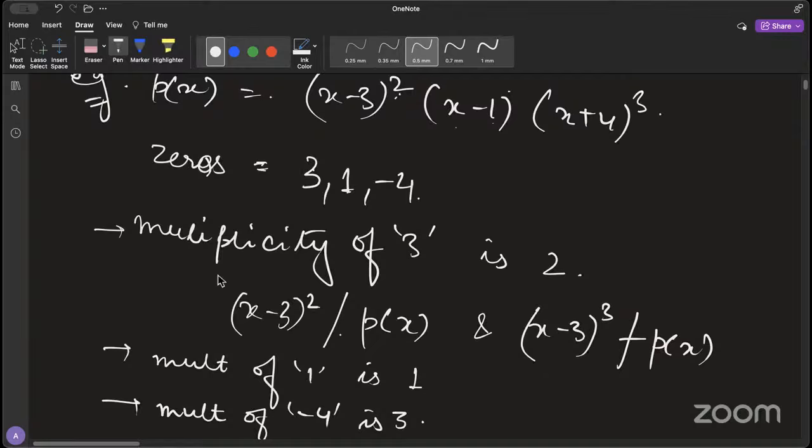This is the formal definition for the multiplicity of a root. (x minus 3) squared divides p(x) and (x minus 3) cubed does not divide p(x). That means 2 is the multiplicity of root 3. That's the formal definition. You don't have to check for this; you can just clearly see from here that the maximum power of the (x minus 3) factor that can divide p(x) is 2. (x minus 3) cubed cannot divide p(x), right?